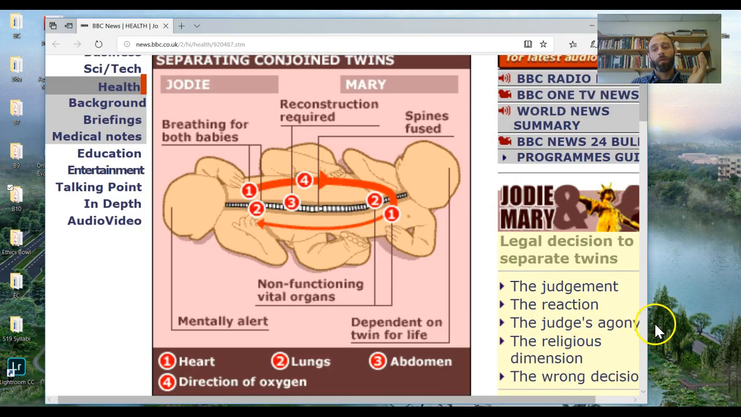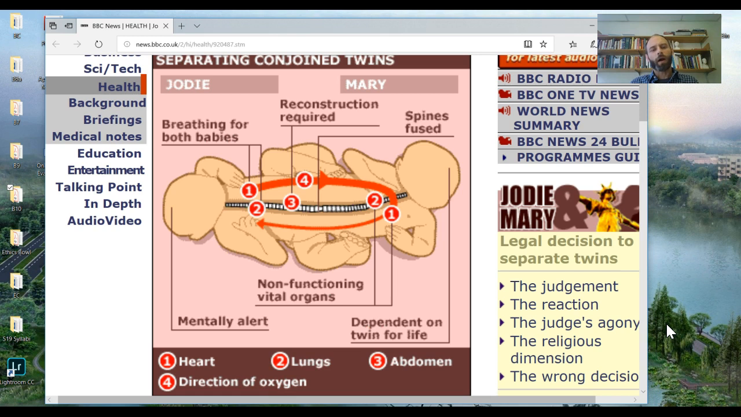When I looked this up, I wasn't clear what joined at the abdomen meant, so I looked it up to try to get more information, and I found this diagram. Jody is on one side, Mary is on the other, and I wanted to see if the picture of what was going on would give any clarity or support for this argument that separating them wouldn't be killing Mary, it would just be allowing her to die.